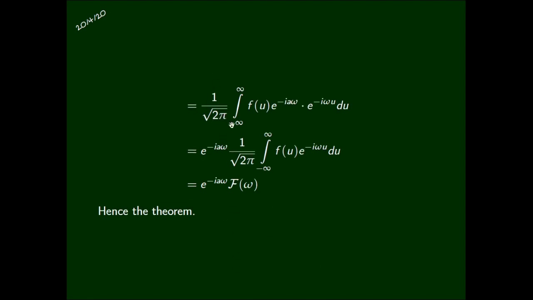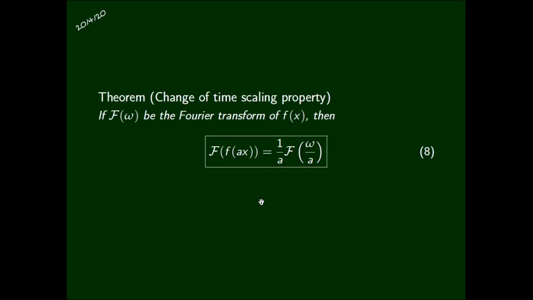1 by root of 2 pi integral minus infinity to infinity f of u into this e raised to minus i omega a into e raised to minus i omega u du. Here u is the integration variable. This term does not contain that variable, so I can take this constant outside. Then e raised to minus i omega u into this expression is the Fourier transform. So we got the time shifting result, that is, the Fourier transform of the time shifted function is equal to e raised to minus i omega times the time shift into the Fourier transform of the original function.